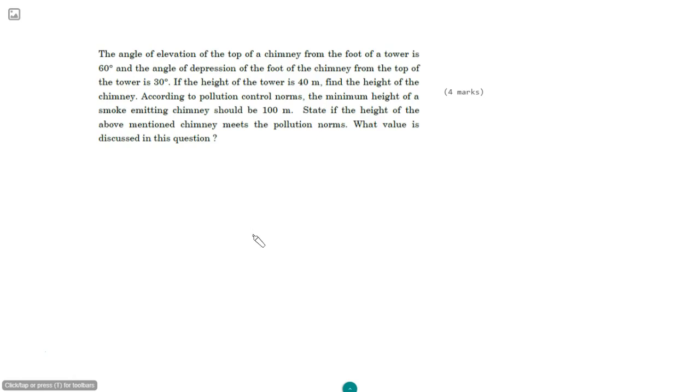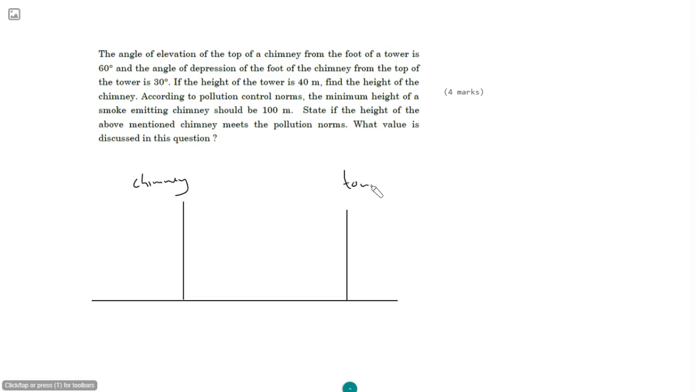Okay, let's draw the figure. So that's the ground. We have a chimney and we have a tower. So here is the chimney, and this is the tower. The angle of elevation of the top of a chimney from the foot of a tower is 60 degree. So this angle is 60 degrees. Angle of depression of the foot of the chimney from the top of the tower. So this angle is going to be 30 degrees, right?